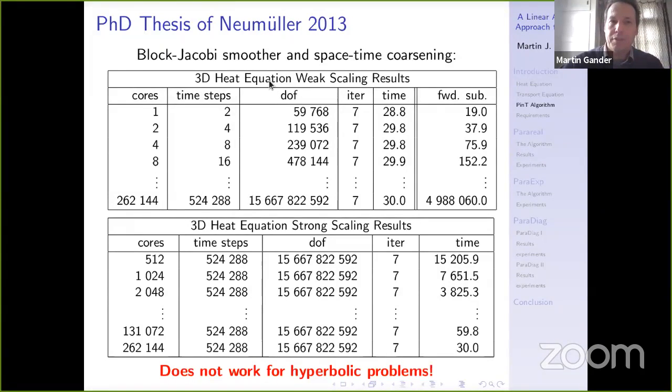You see two tables here for a 3D heat equation that were calculated by Martin Neumüller. The first table shows weak scaling results. So you see the number of cores that goes from 1 to 262,000. And the problem is growing in the same proportions. So you go from 2 time steps to 524,000 time steps. So the degrees of freedom is also growing proportionally to an enormous amount of degrees of freedom. And this iterative method, this space-time multigrid method, needs 7 iterations to solve the problem. It doesn't change at all. And the solution time is 30 seconds to solve the problem.